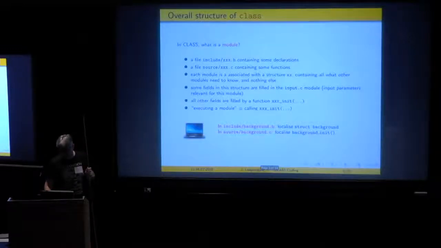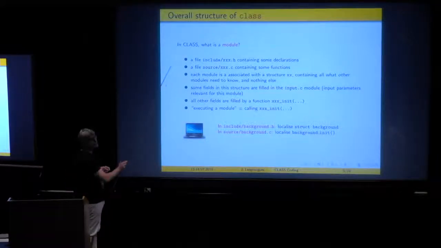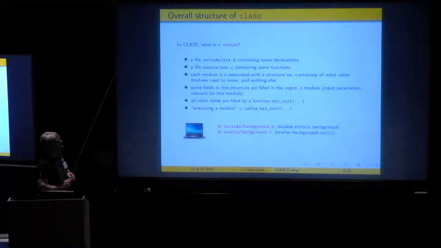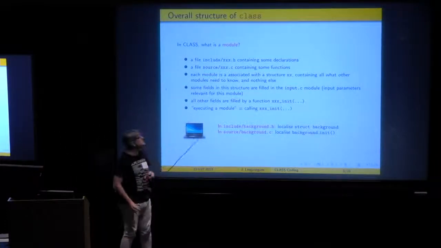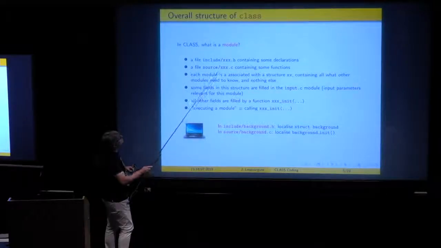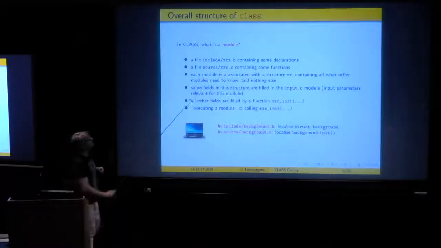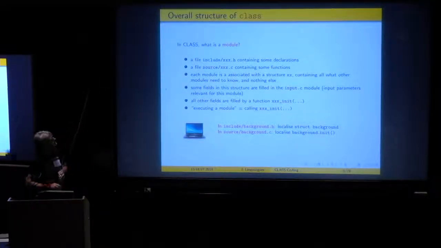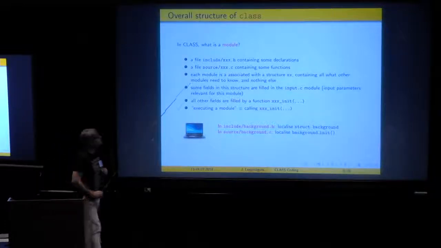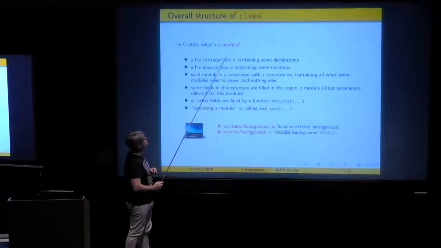Okay, so we start with the overall structure of class, and I should say first, what is a module in class? So a module is first an include file .h that contains declarations and a code file source.c containing all the functions. So you will always have the same name, of course, for the .h, for the .c, and for several other things. So each module is associated with one structure. Usually the structure has the same name as the module itself.